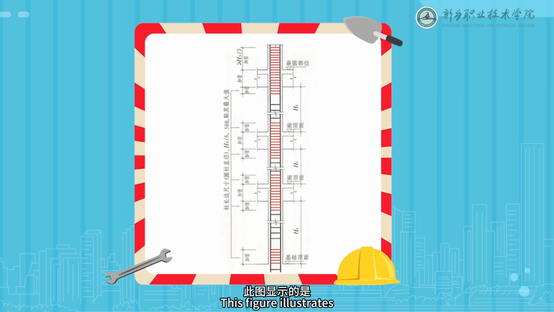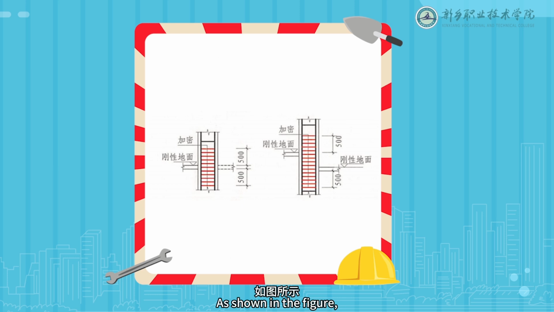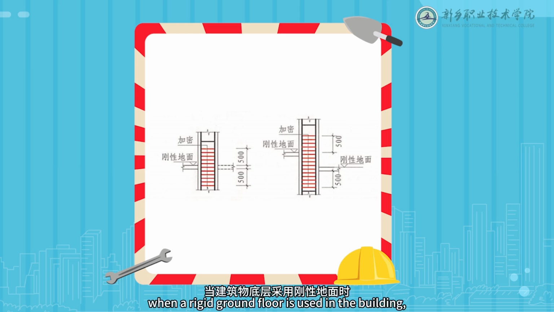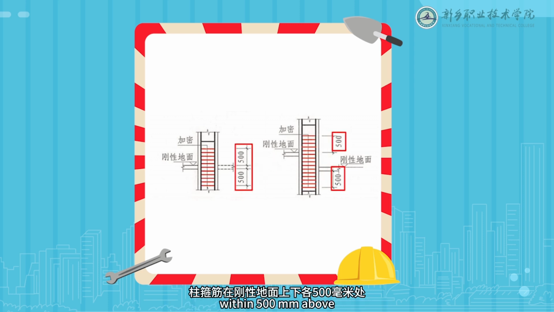This figure illustrates the requirements for stirrup confinement zones in basement frame columns. As shown in the figure, when a rigid ground floor is used in the building, stirrups in columns shall be closely spaced within 500 mm above and below the rigid floor level.